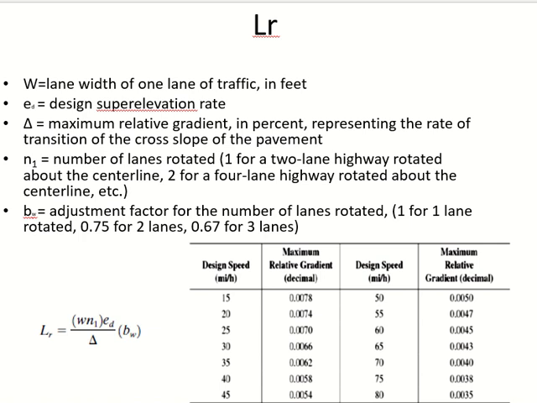Delta means rate of change in slope. You are changing the slope, right? It was normal slope, you are changing the superelevation. So rate of change in slope means change in slope per unit distance. So this is delta, and then BW also has a table. That table is given in the highway report.